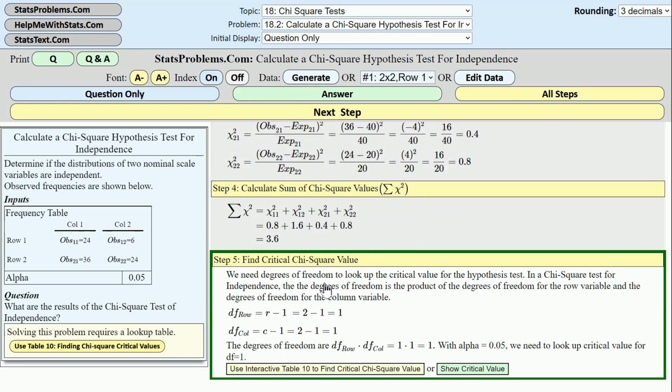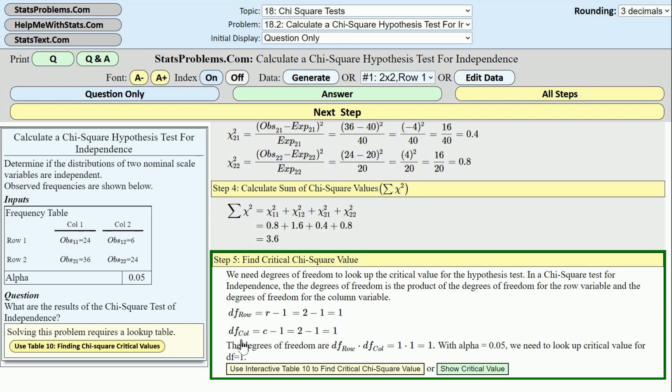We need degrees of freedom to look up the critical value for the hypothesis test. In a chi-square test for independence, the degrees of freedom is the product of the degrees of freedom for the row variable and the degrees of freedom for the column variable. The degrees of freedom for the row, df row, equals the number of rows, r, minus 1. In this example, df row equals 2 minus 1, which works out to 1.